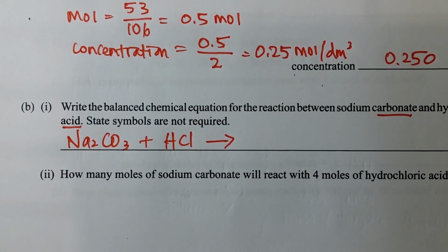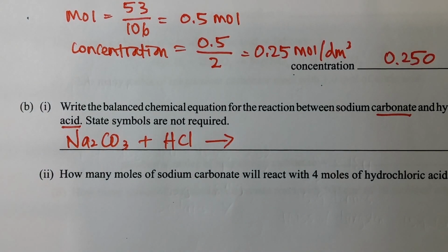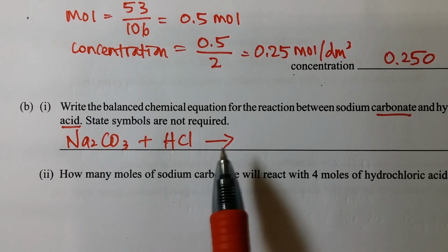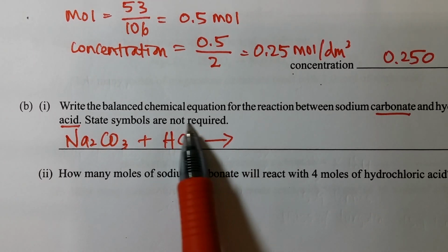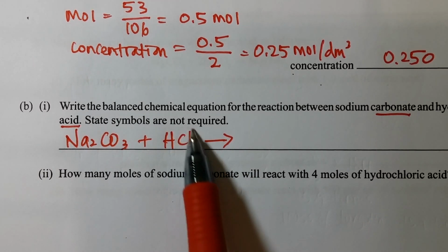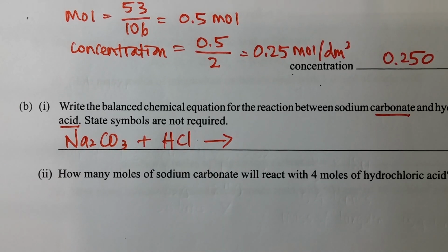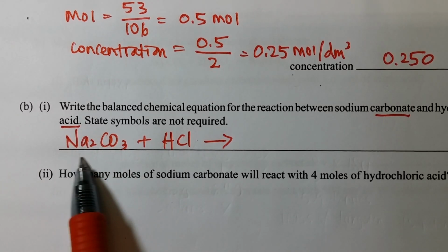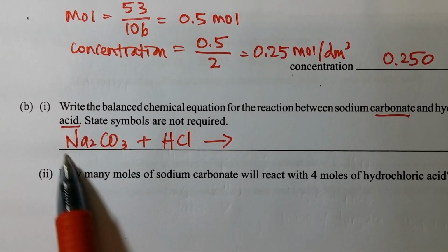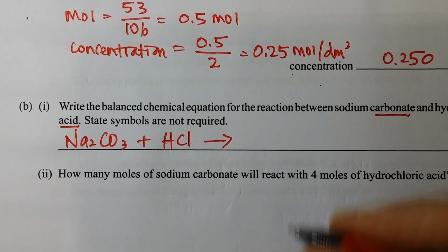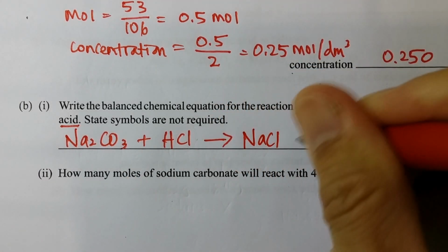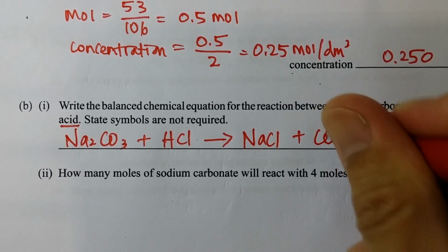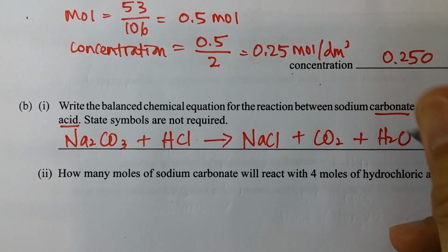And they will give you the salt. What would be the name of the salt? Remember, the name of the salt consists of positive and negative ion. The negative ion of the salt is always from the negative ion of the acid, which is chloride. And the positive ion of the salt is always from the other substance that the acid reacts with. In this case, is sodium. So the name of the salt will be sodium chloride, NaCl, plus carbon dioxide plus water.